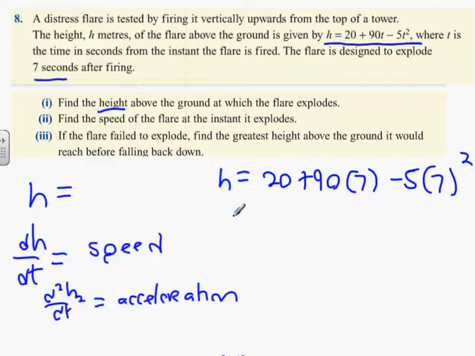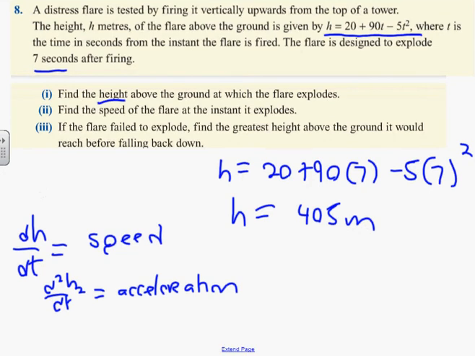Find the speed of the flare when it explodes. Mick, how do you get the speed equation? How do you find the speed equation for this? Question 2 says find the speed. What's the speed equation? That's the height equation. How do you get the speed equation? No, it's written down here. See the speed? What does that mean? Differentiate once, okay?